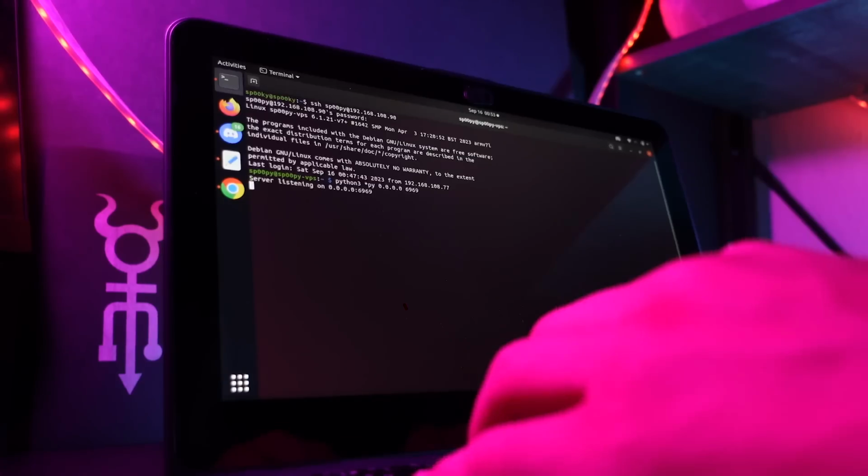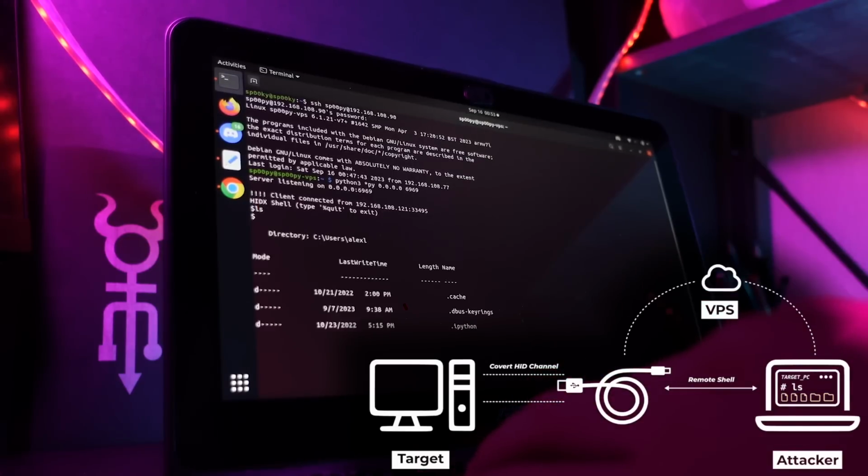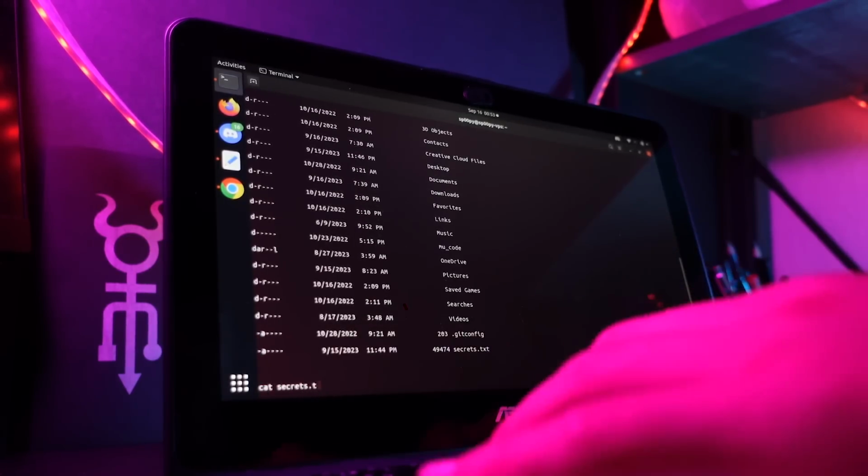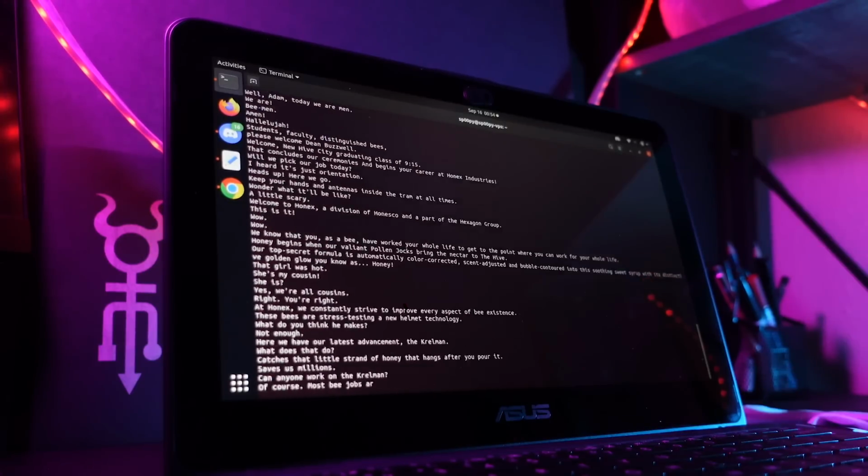Later that day, I was able to connect to the target machine through my VPS, even while they were actively using it. And of course, I was able to find the precious secrets that I came for. The job was a success.